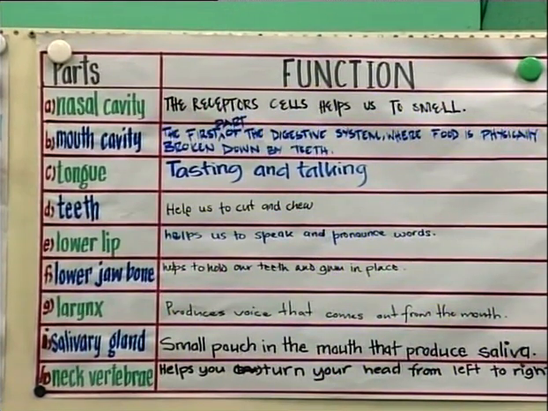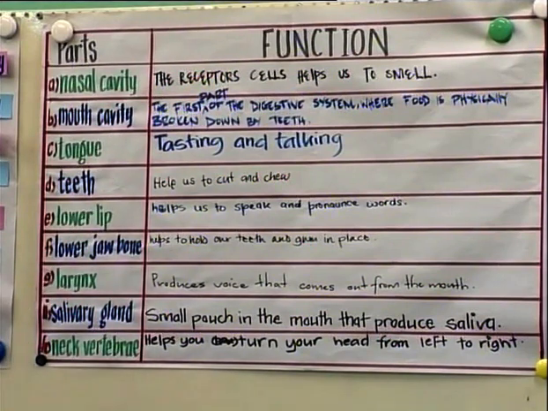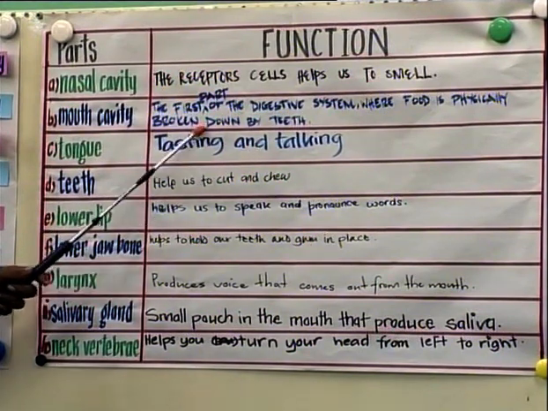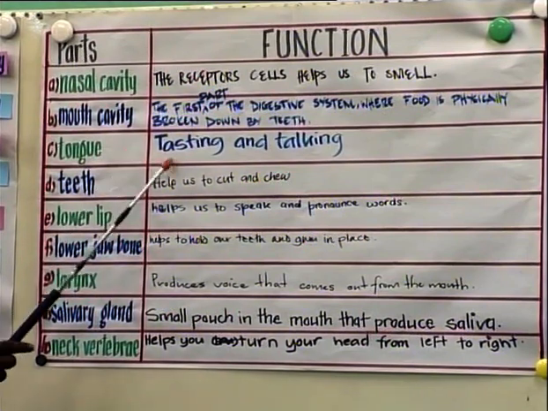Okay, receiving students and class, we have already come up with the functions. These are all the functions of the parts that you can find near or around the mouth. The nasal cavity, with its receptor cells, is mainly for smelling. The mouth cavity is where the food is physically broken down by the teeth. So that is inside your mouth. Tongue: tasting and talking, of course.